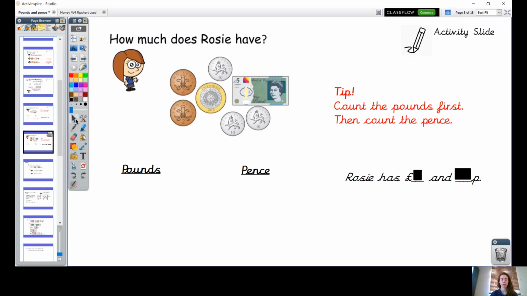Now I'd like you to have a go at one of these, so get your pencil ready. I'd like to find out how much money has Rosie got. Now first in your book I would write pounds and pence like I did before, and sort the pounds underneath where you've written pounds and the pence underneath where you've written pence. Don't forget, count the pounds first and then count the pence, and then you can fill in our sentence here. Pause the video and do that now.